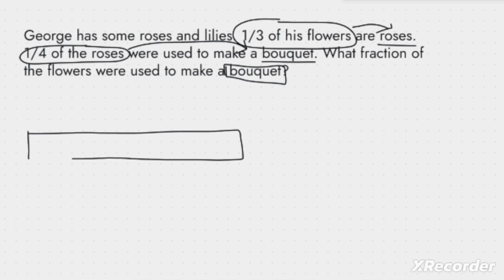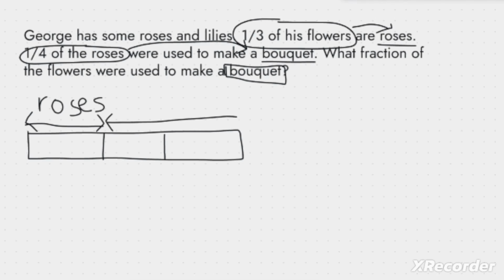I know that 1/3 of his flowers are roses. This means that I will need to split it into 3 parts. And out of the 3 equal parts, 1 part will be for roses. The other 2 units will be for lilies.